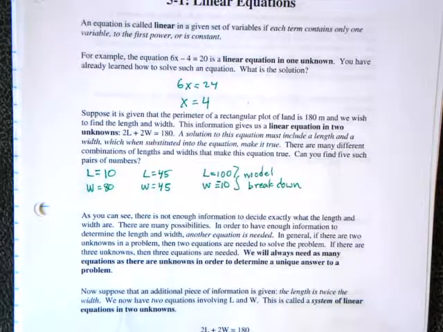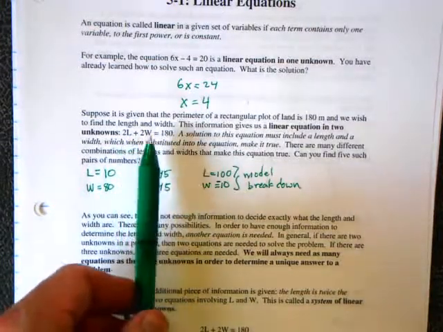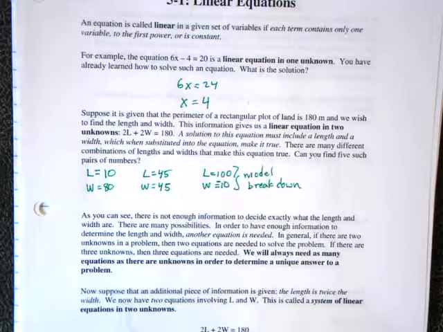All right, so this says, as you can see, there is not enough information to decide exactly what the length and width are. There are many possibilities. In order to have enough information to determine the length and the width, another equation is needed. And I think that's what you were getting at, is that you can't solve it efficiently. You have to create a second equation.